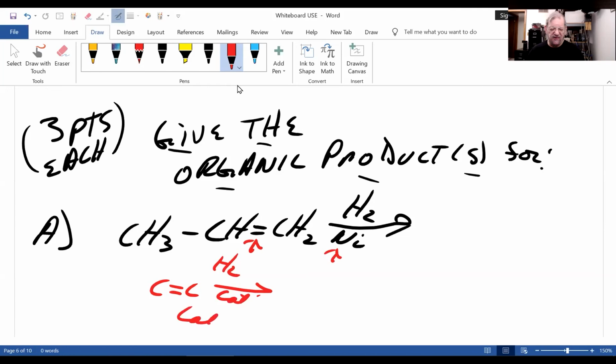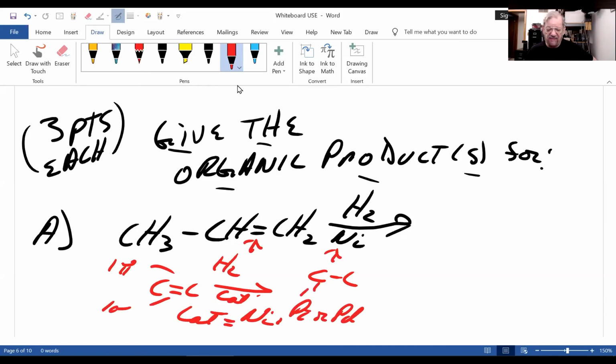Remember, the catalyst here can be nickel, platinum, or palladium. In industry, we use nickel because it's cheaper. In pharmaceutical, they can get away with platinum or palladium. And what happens? You break the pi bond. Remember, this is one pi bond and one sigma bond. And each carbon gets a hydrogen.